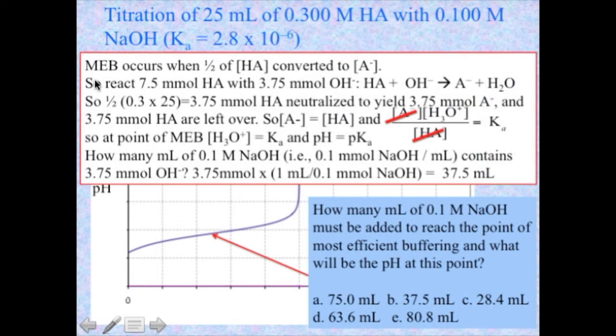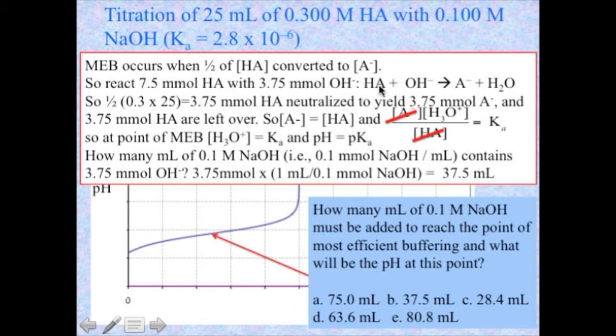Okay, here we go. The most efficient buffering occurs when 1/2 of the weak acid is converted to conjugate base. So we have 7.5 millimoles of weak acid. We get that by multiplying 25 milliliters times 0.3 molar. 1/2 of that number is 3.75 millimoles of hydroxide to add to get 3.75 millimoles of conjugate base.